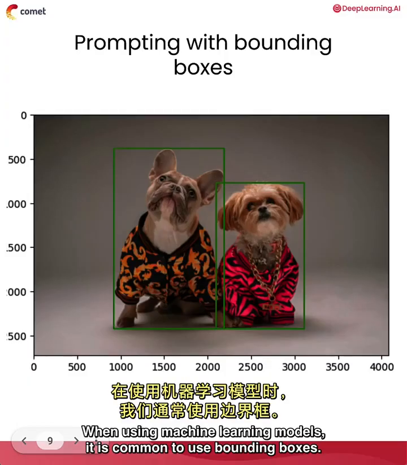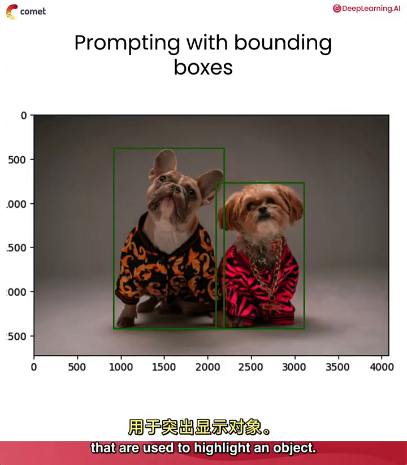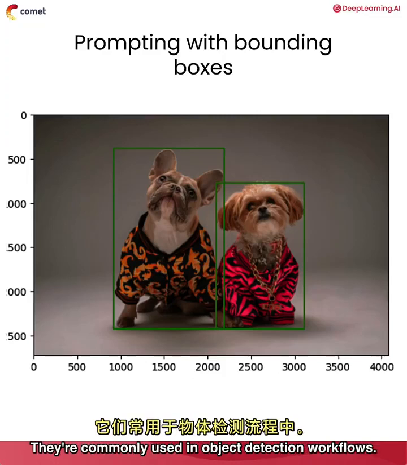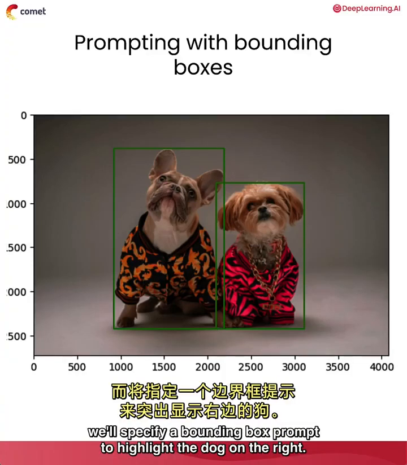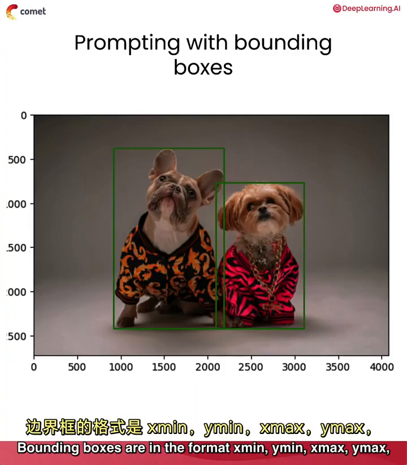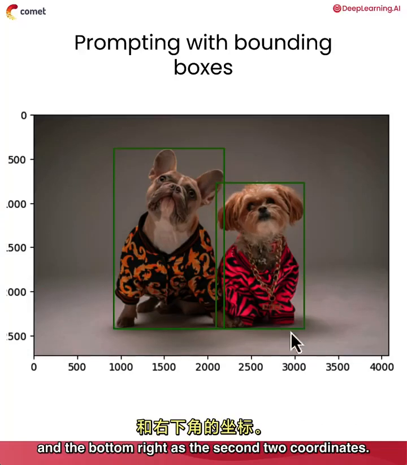When using machine learning models, it is common to use bounding boxes. Bounding boxes are rectangles overlaid on the image that are used to highlight an object. They're commonly used in object detection workflows. This time, instead of specifying a prompt point, we'll specify a bounding box prompt to highlight the dog on the right. Bounding boxes are in the format xmin, ymin, xmax, ymax, which represents the top left of the box as the first 2 coordinates and the bottom right as the second 2 coordinates.